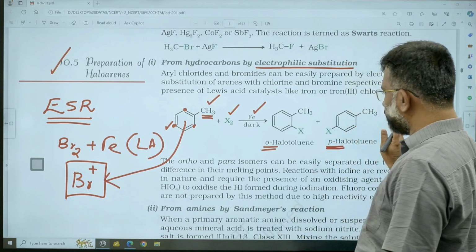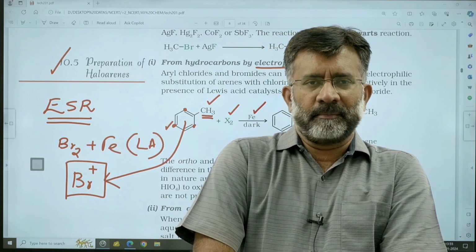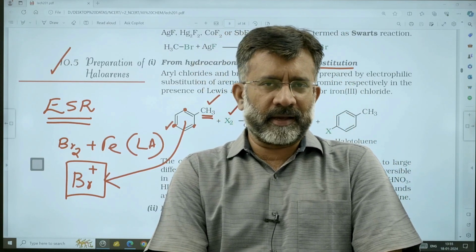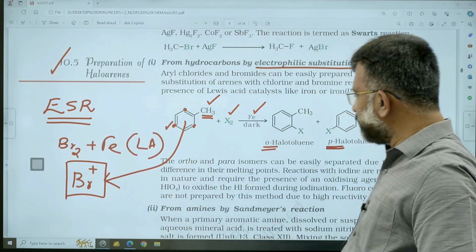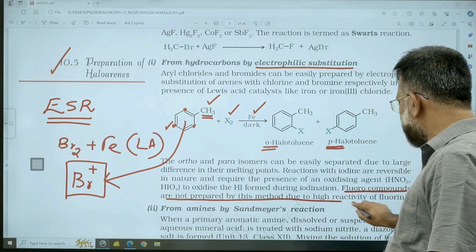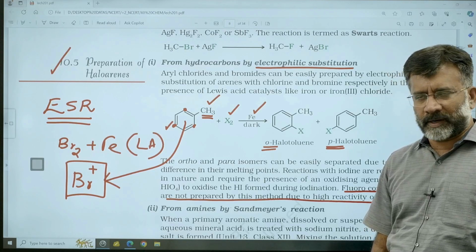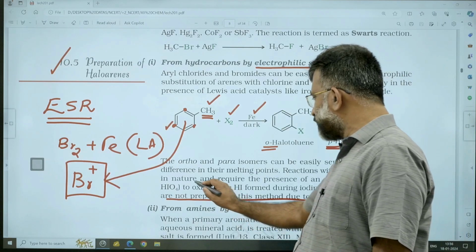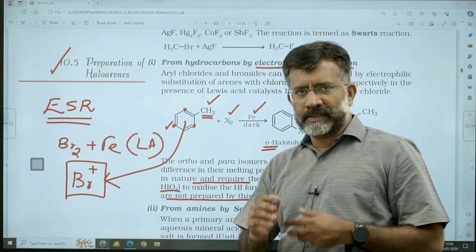The para product will generally be most stable, all of you know. So if you take chlorine with iron, you get para chlorotoluene. Or if you take bromine with iron, you get para bromotoluene as major product. Fluoro compounds are not prepared by this method due to the extraordinary reactivity of fluorine. Similarly, reactions with iodine are slow and reversible, and require good oxidizing agents to remove the HI formed.